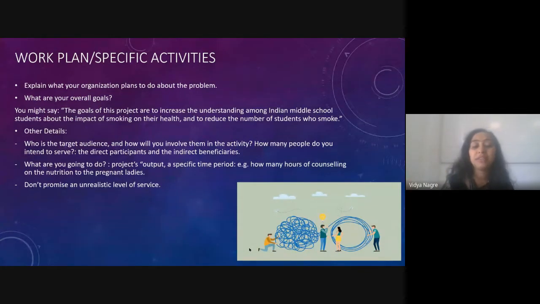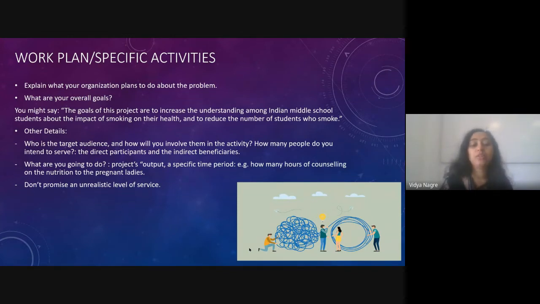But indirect beneficiaries will be their families. If the children get rid of the smoking habit, then indirect beneficiaries will be their families, that village, and the society, right? So it's a huge circle which will be under the indirect beneficiaries. So you have to convince in that way that through your research, you are going to create a large impact. What are you going to do?